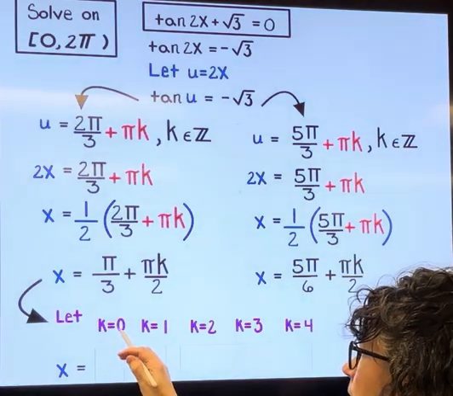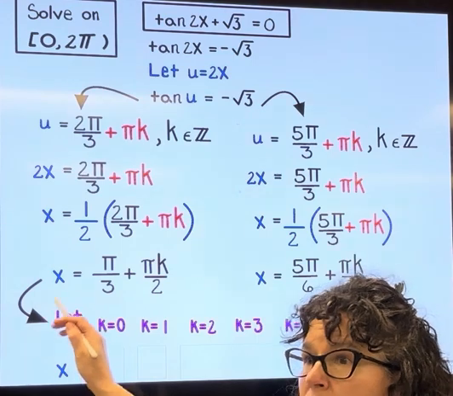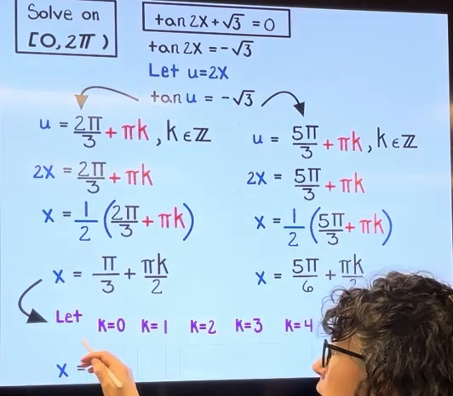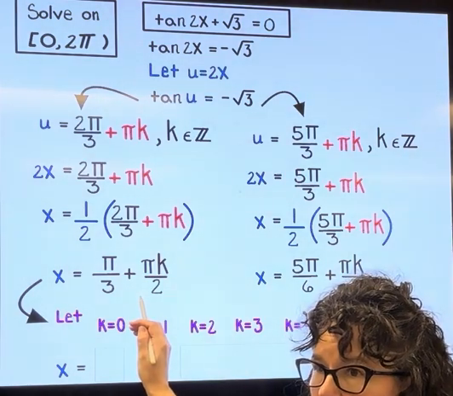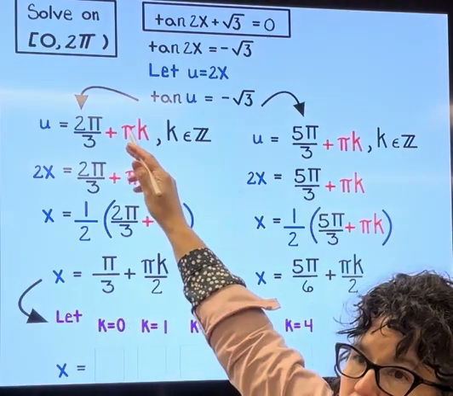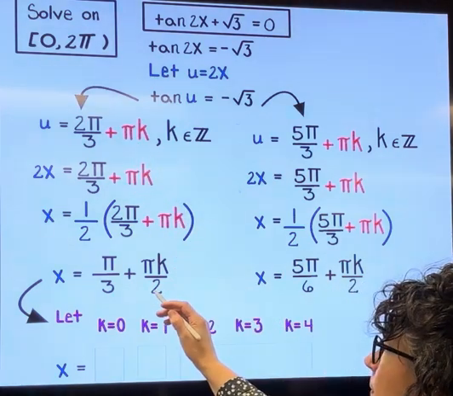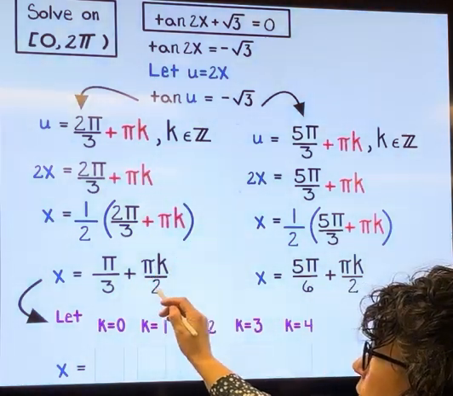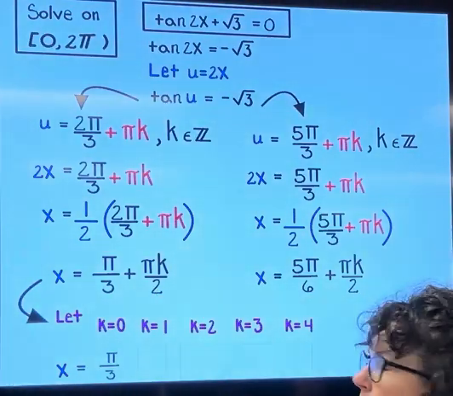But I'm going to plug in 0, 1, 2, 3, 4. Technically I am plugging in -1, -2, -3 as well. It's just that when I plug in -1, I get a negative answer. And my answers are only on 0 to 2 pi. Okay, so then if I plug in 0, I'm adding pi times 0 over 2. So I'm adding just 0, so I get pi over 3.